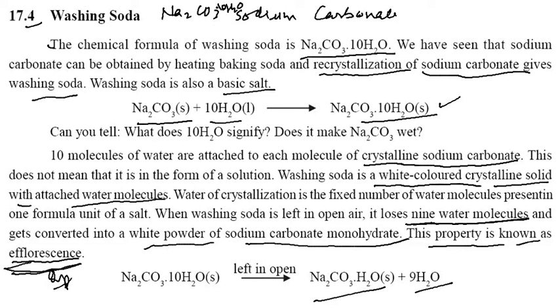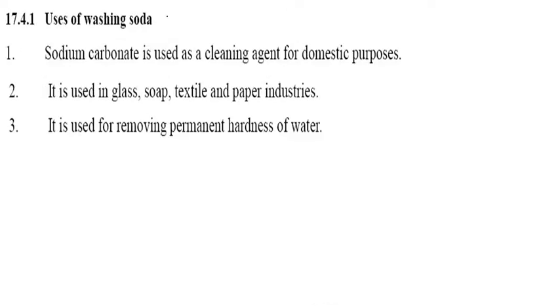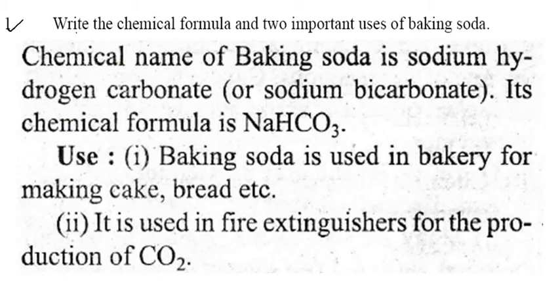So let us start the next one, uses of washing soda. What is the use of washing soda? First, sodium carbonate is used as a cleaning agent for domestic purposes. Second, it is used in glass, soap, textile and paper industries also. Third, it is used for removing the permanent hardness of water. So let us see the questions.